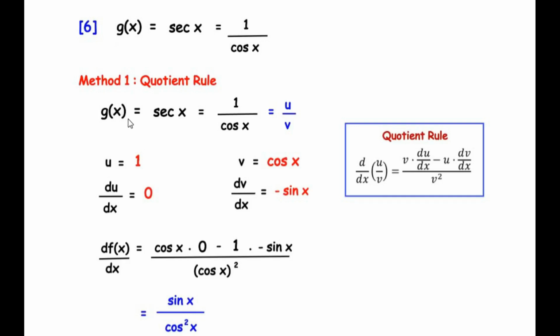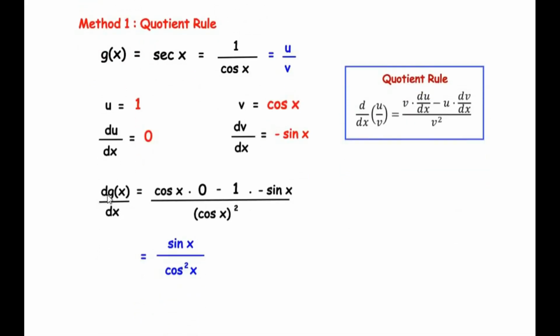So here we have written g(x) is equal to secant of x, which can also be written as 1 over cosine x, and this is of the form u over v. So using the quotient rule, we consider u as 1 and v as cos x. Now the differentiation of u, that is du/dx, is equal to 0, since 1 is a constant, and the differentiation of v, that is dv/dx, is equal to minus sine x.